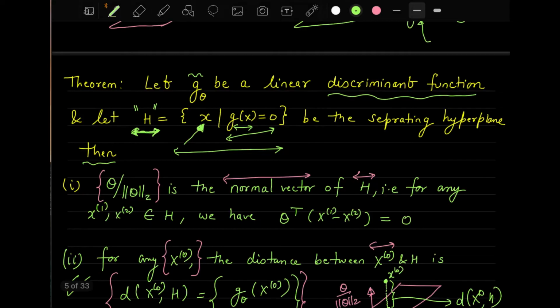Any doubts? Sir, what is it? Theta transpose (x1 minus x2) is equal to 0? This one you are saying? Yes. I will prove this in the next equation, okay, you'll get it.